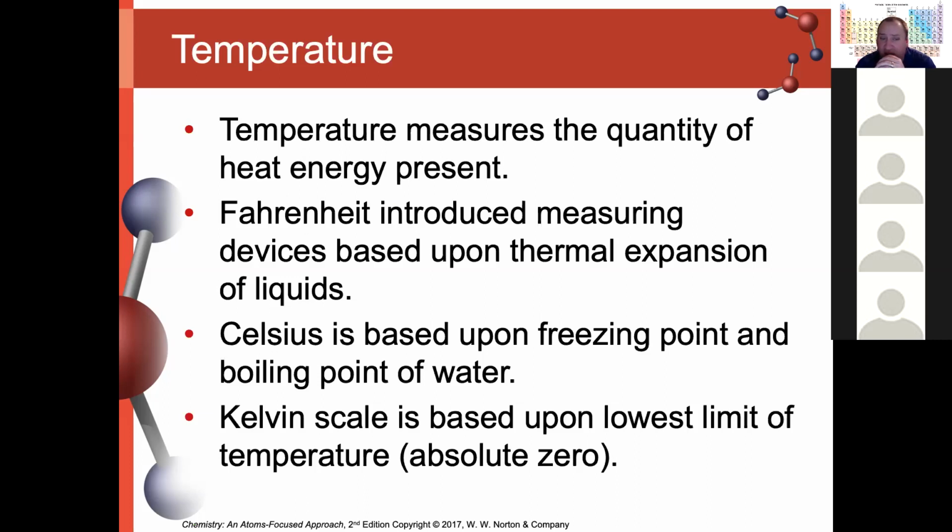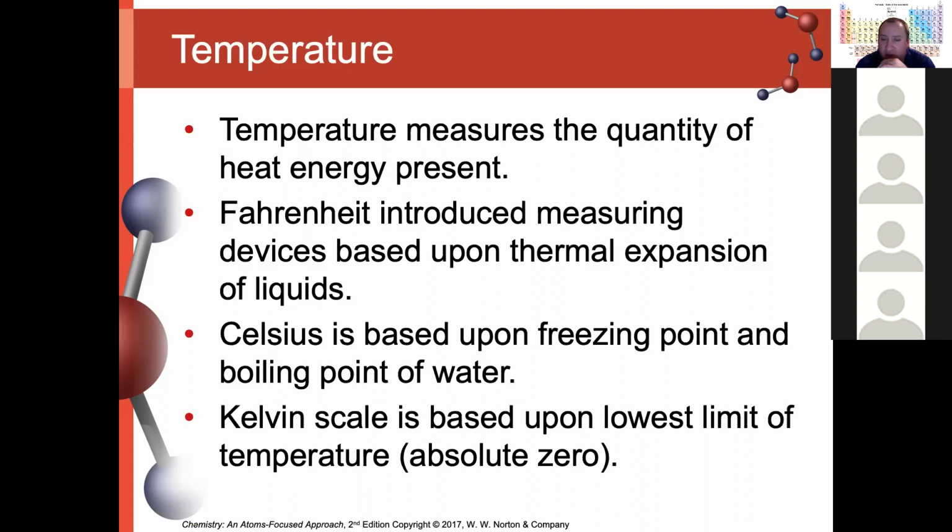Celsius, on the other hand, used his scale and defined on that scale the freezing point of water and the boiling point of water. He said that the freezing point was going to happen at 0 on his scale. The boiling point was going to happen at 100 on his scale. And then every other temperature that was listed would be relative to those 2 values.